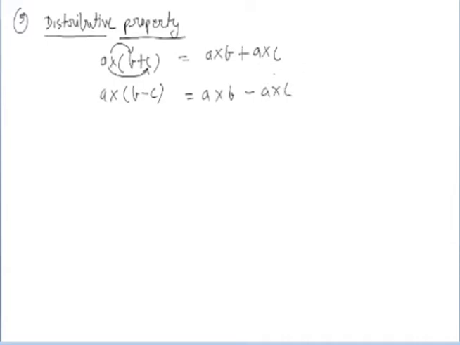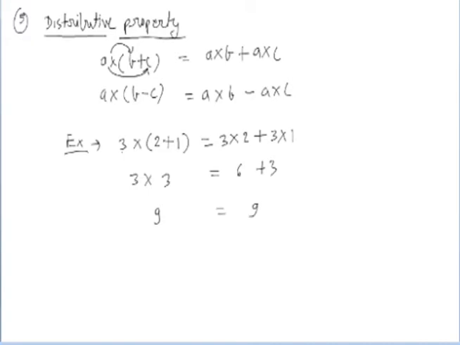So these are the properties. Take an example: first 3 into 2 plus 1. We can write this equation like 3 into 2 plus 3 into 1. So solve this: 3 into 2 plus 1 is equal to 3 into 3, which is 9. Here 3 twos are 6 plus 3 ones are 3, and 6 plus 3 is 9. In this way we will also solve this equation.